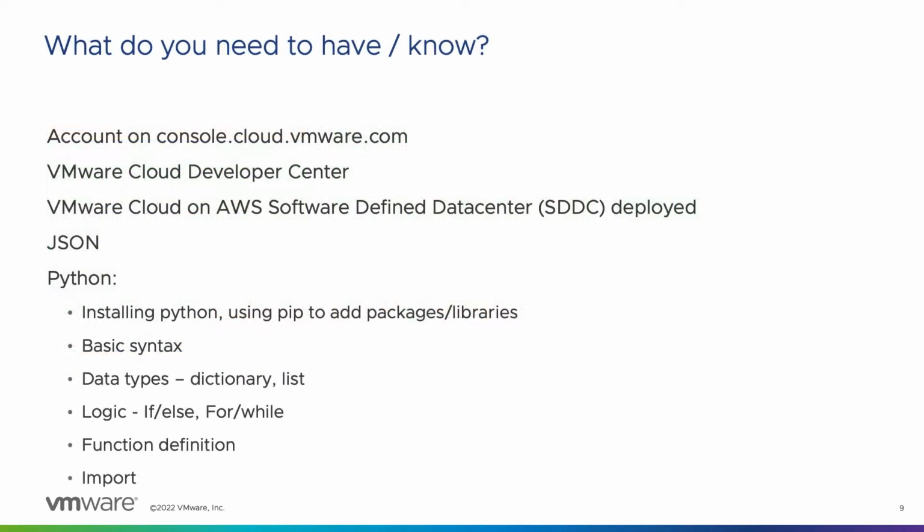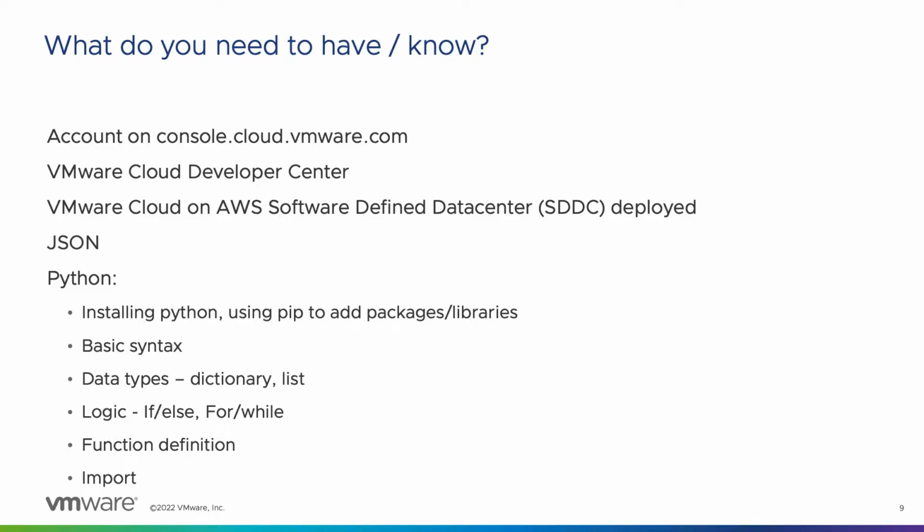All right, so what do we need to know or have to get started with this? Well, first, we need an account on console.cloud.vmware.com. This is typically going to be associated with your VMware org, but this will give you access to the VMware Cloud Developer Center. So this is where you can go view all of the APIs that are related to VMware Cloud on AWS, and also execute some of them and use them to push configuration.